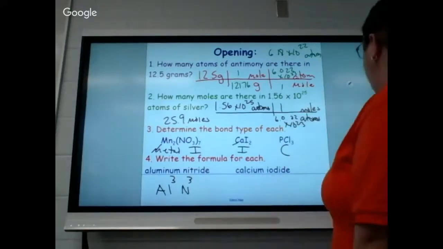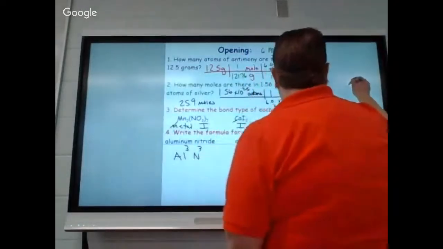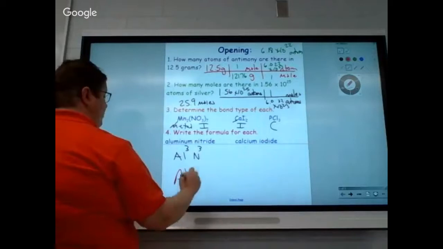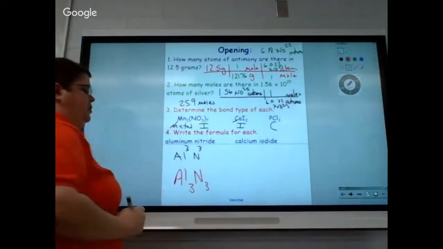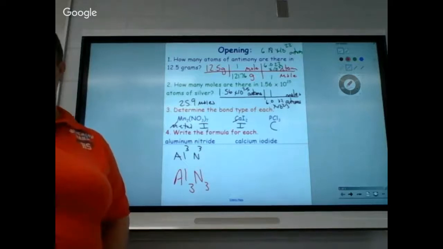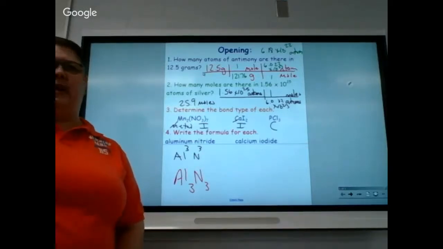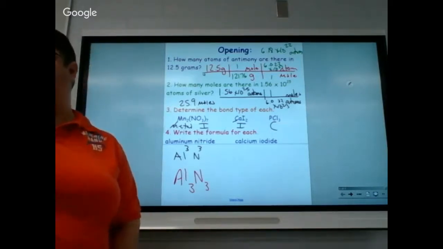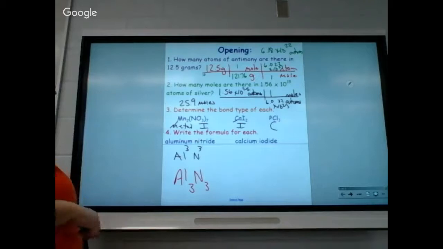Now, when you crisscross, you would get Al3N3. What do we do to those 2 3s? Cancel them out. Did everybody do that? I picked this one specifically because everything we did yesterday didn't reduce, and that's a failure on my part because everything we had just didn't reduce.